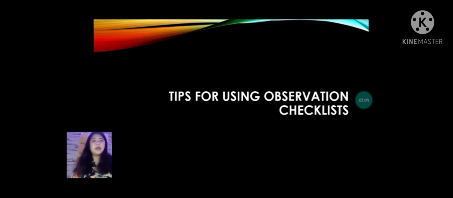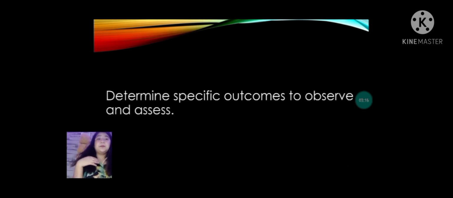So we have tips for using observation checklist. So first is determine specific outcomes to observe and assess. So, to know what will be changed or which students most need to develop, kailangan natin talaga ma-determine yung specific outcomes.